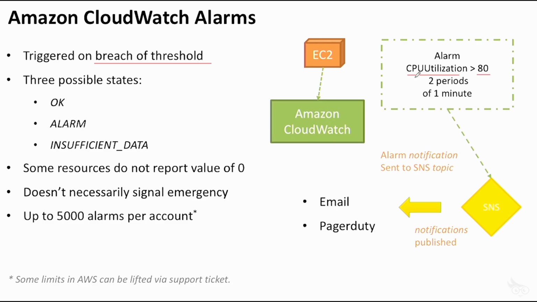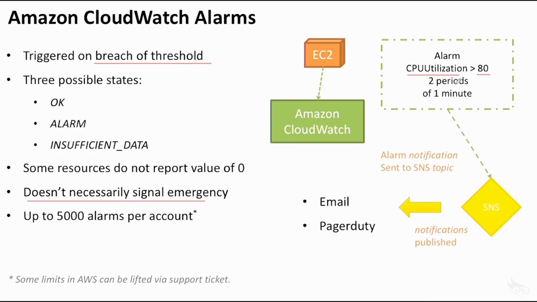Now, once that alarm happens, it doesn't necessarily mean that something's wrong. An alarm doesn't necessarily signal an emergency. It just means that the CPU utilization is above 80%. Whether that's an emergency or whether something is wrong will be up to you to determine. Just because we call it an alarm doesn't mean that something's wrong. It just means that a particular metric went over or under whatever threshold that we set.